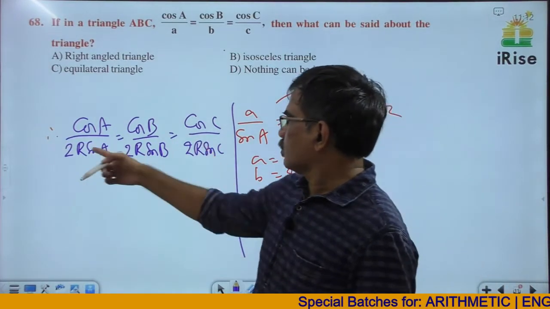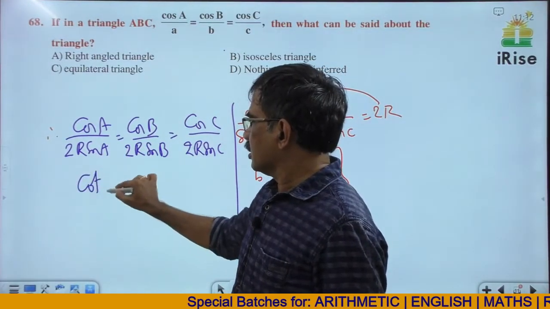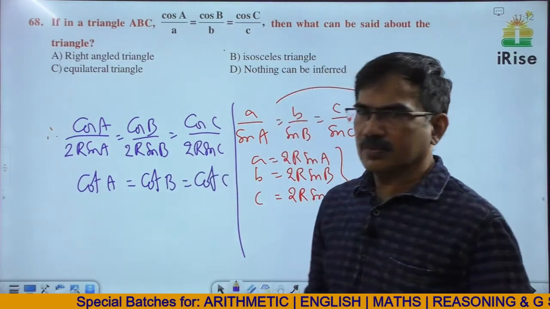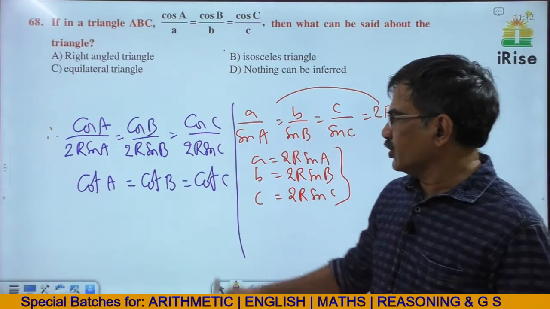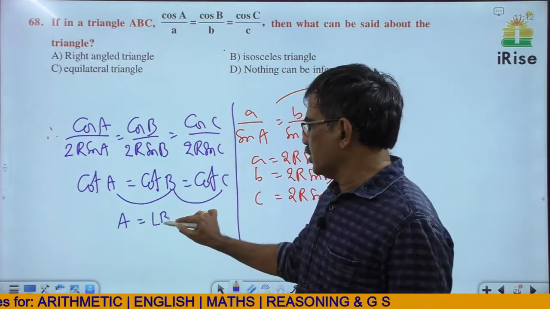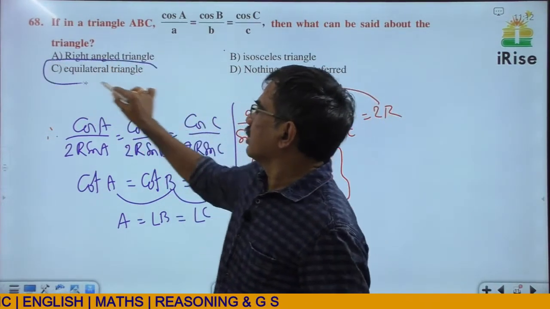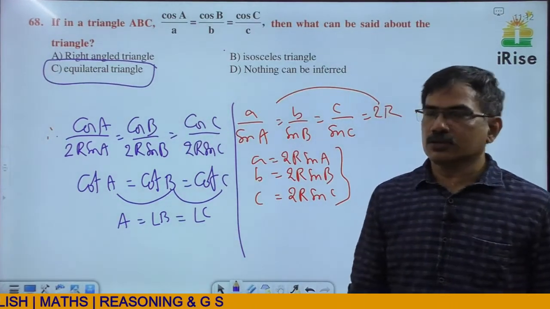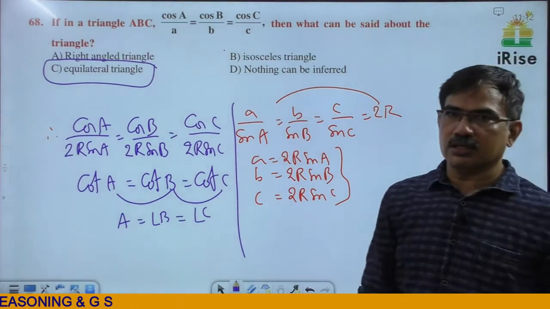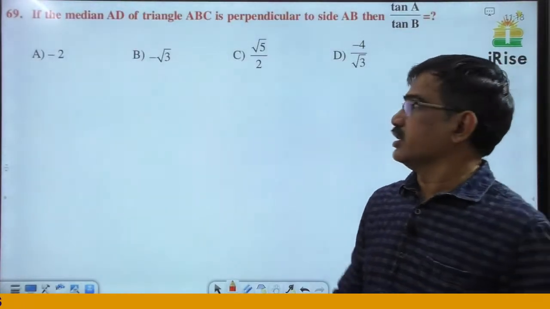Because this is a ratio, the 2R cancels, and cos A by sin A, cot A, is equal to cot B is equal to cot C. If cot A is equal to cot B, we can say A is equal to B. Similarly, B is equal to C. So angle A is equal to angle B is equal to angle C. We say that it is an equilateral triangle. So if this condition is satisfied, then it is an equilateral triangle. Okay. Next, see the next question.